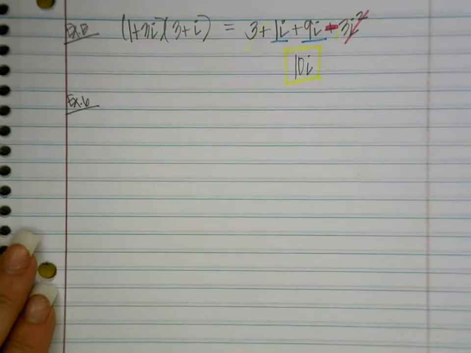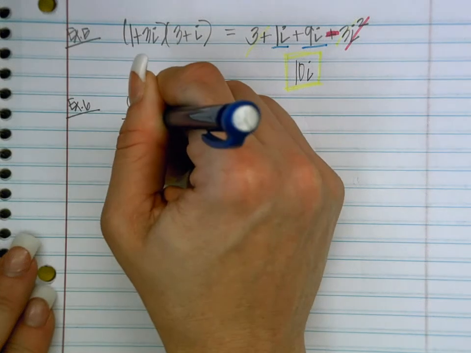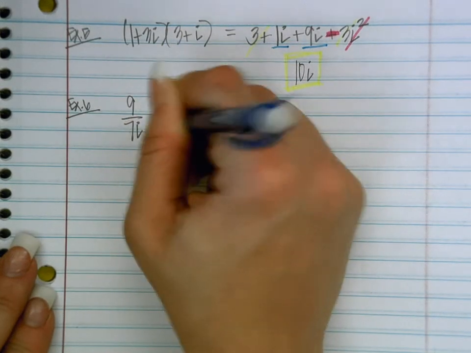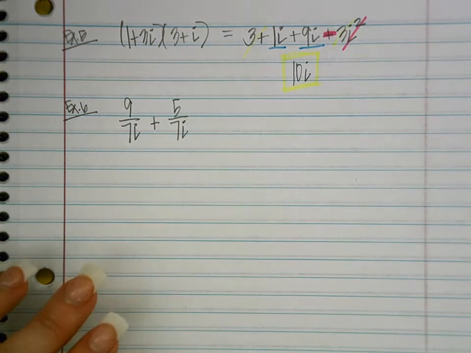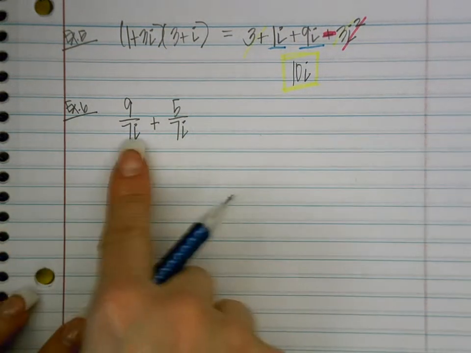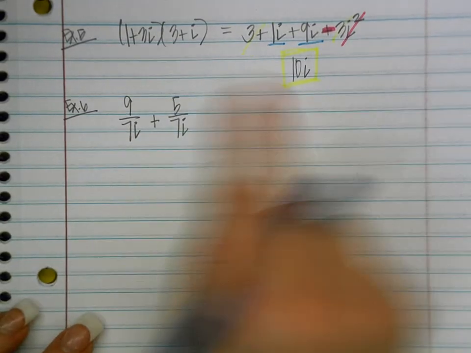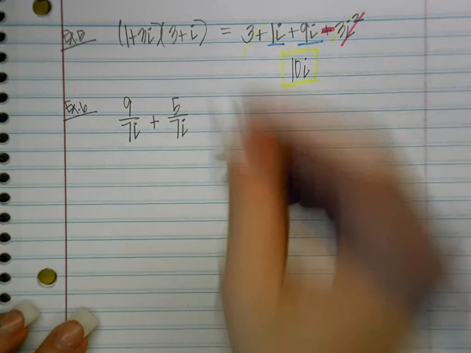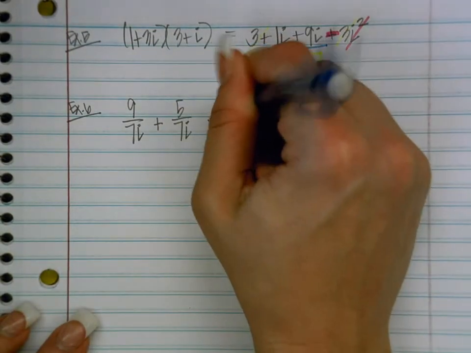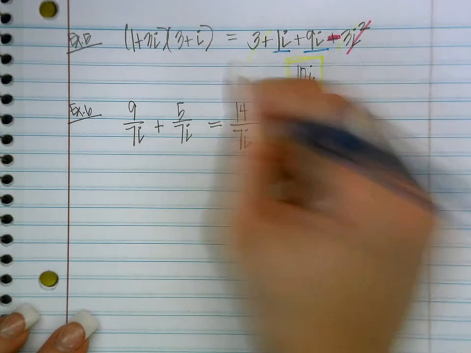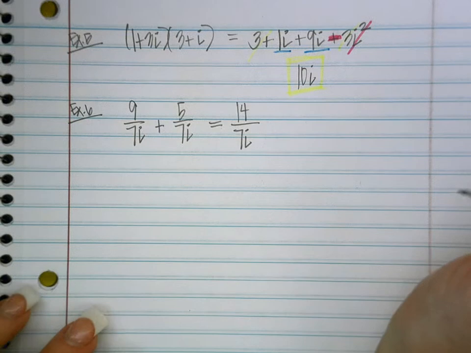Sorry. Number 6. Let's try 9 over 7i plus 5 over 7i. In order to add together fractions, they have to have a what? Common denominator. Do these have a common denominator? Yes. So when they have a common denominator, you add the numerators. 9 and 5 gives you 14. Keep the denominator the same. Those do not add. They do not multiply. Then, what is 14 over 7i?